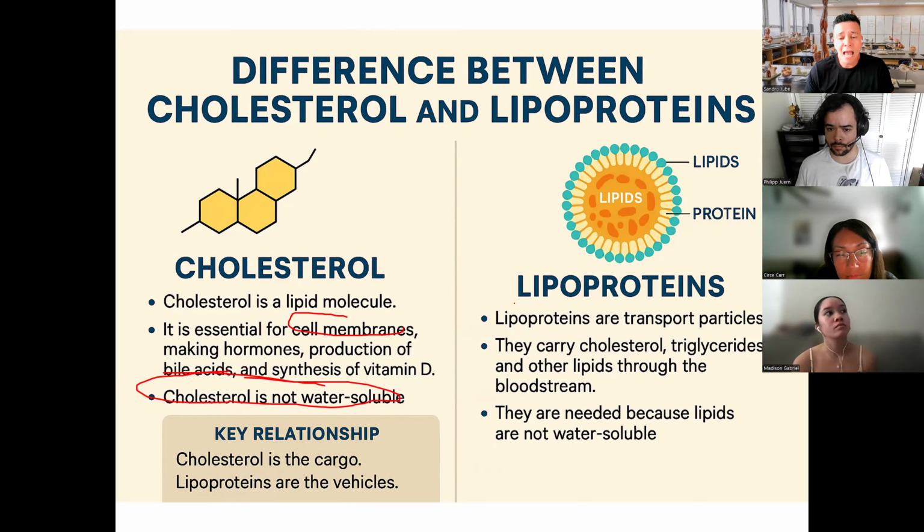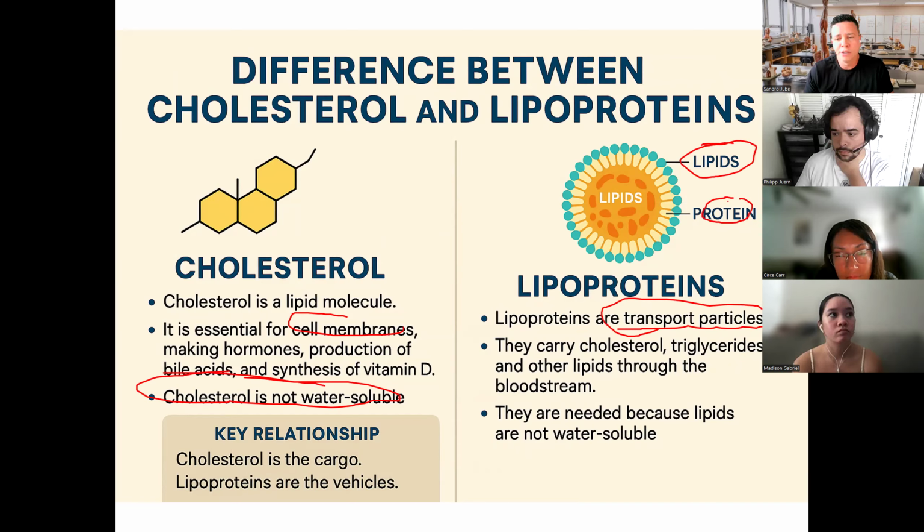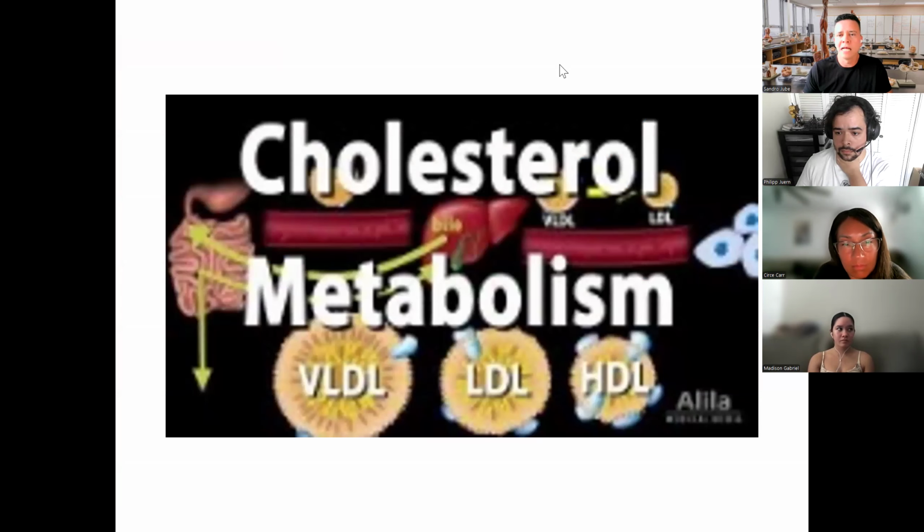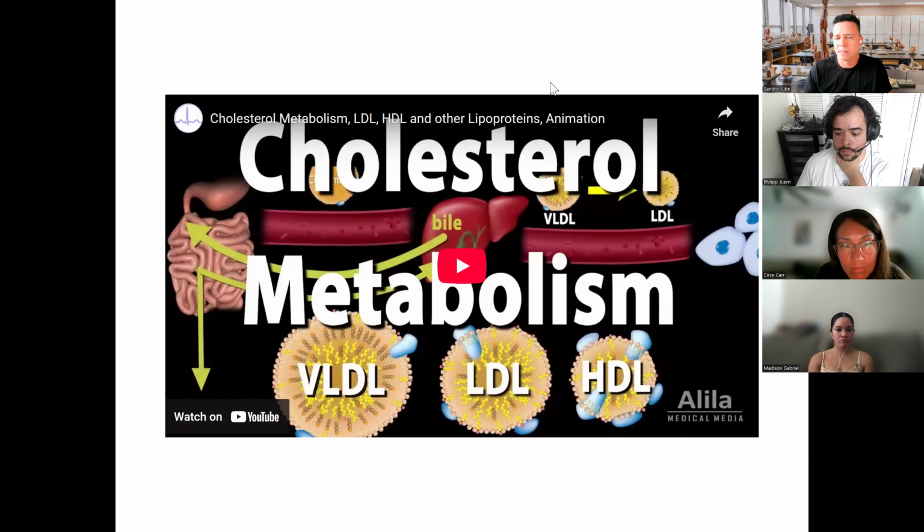Now, lipoproteins are transport particles made of proteins and fats, so lipids and proteins. And what they're going to do, they're going to take the little lipids, the little cholesterol, triglycerides, the fats, and pack them in that little bubble and then transport them in our body. Okay? They are carriers of cholesterol. So let's watch this video here that talks a little bit more about cholesterol metabolism.